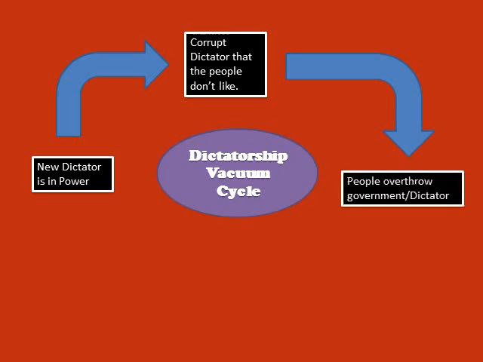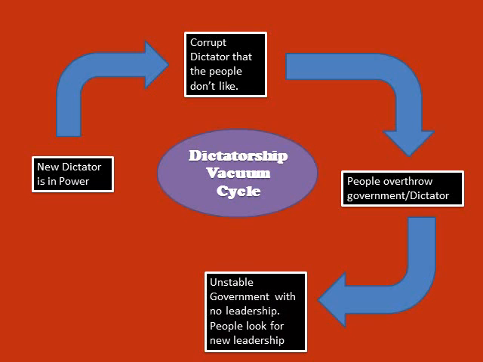So the people say, you're out, dictator. We don't like you anymore. And they overthrow the government and the dictator. Well, that creates a very unstable government, a government with no leadership. The people now look for new leadership. Where's that leadership going to come from? Unfortunately, it comes from a new dictator. And this cycle went over and over again until things like democracy finally made their way in and people realized that dictators aren't the best way to do things.